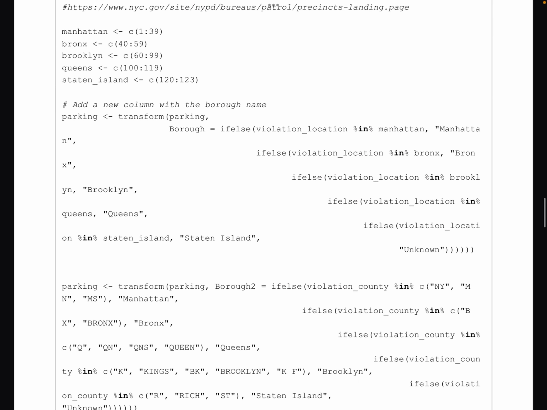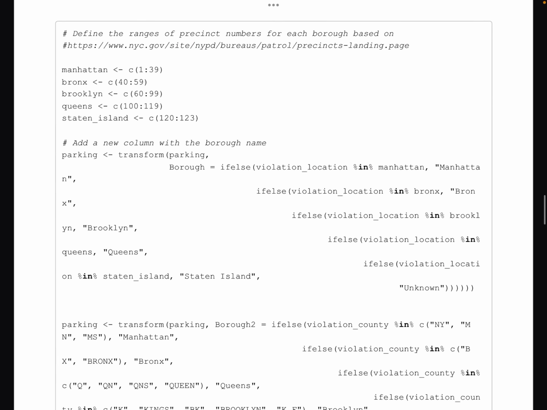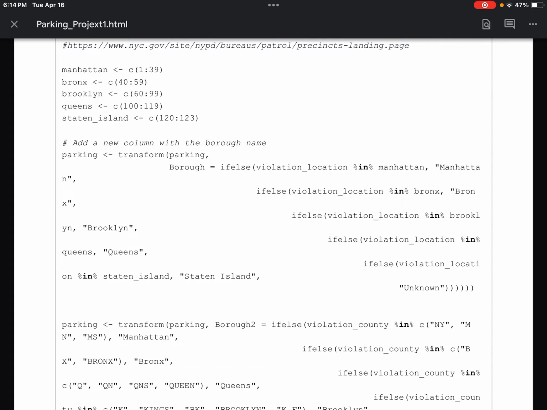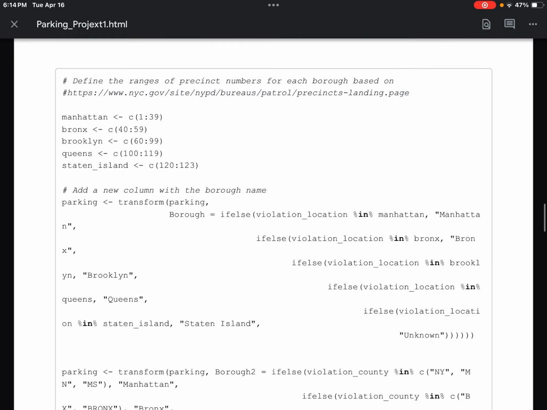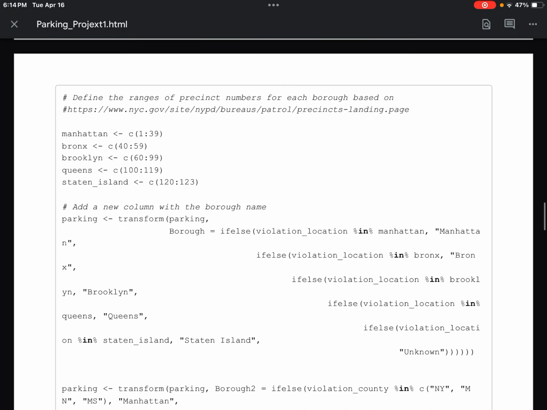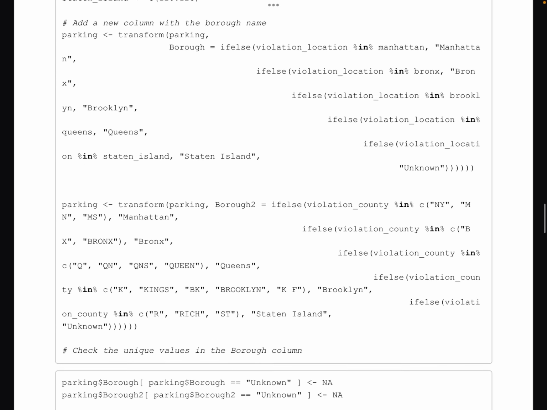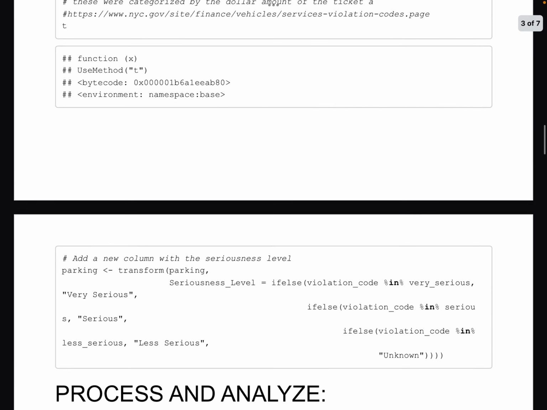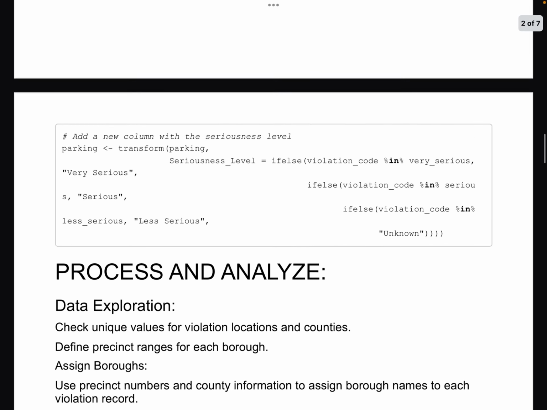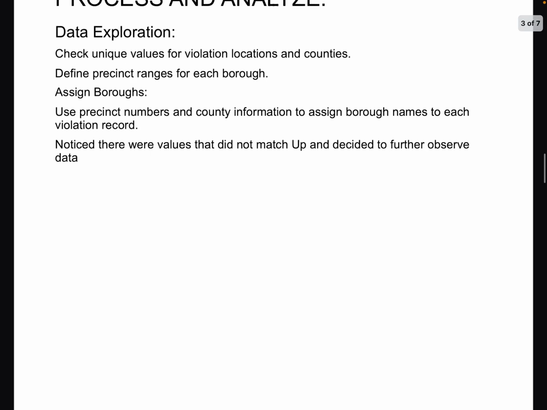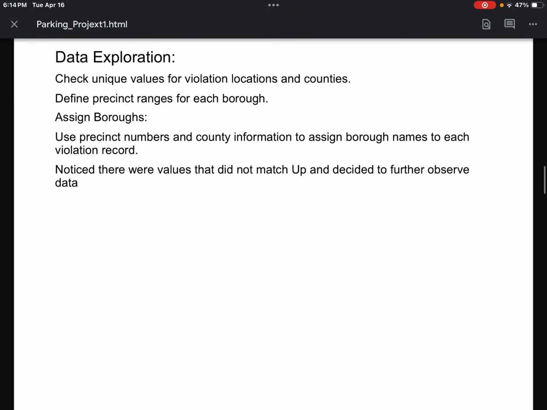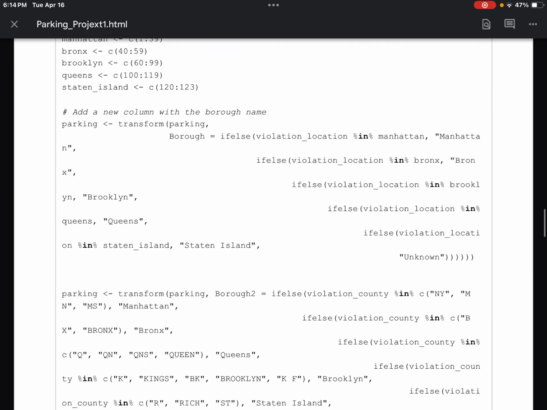I categorized and transformed my data. So that means I added another column to my parking data. I also did it for the values in the county because they turned out that they were different.